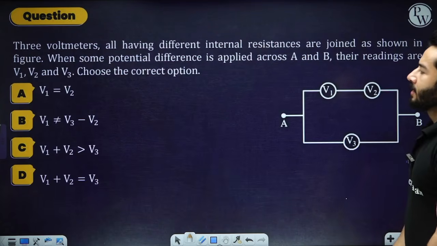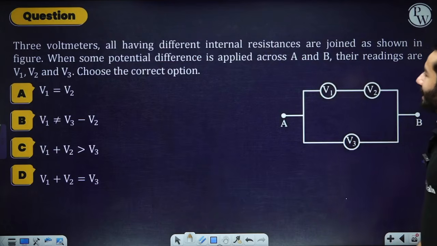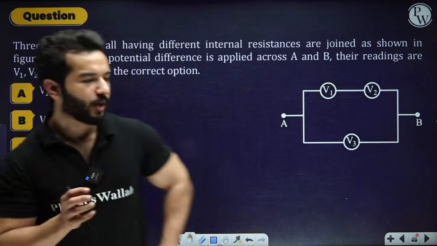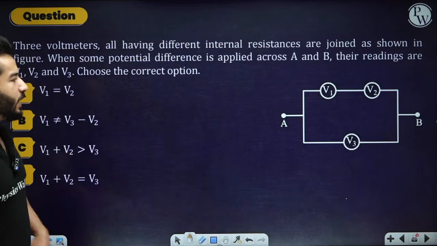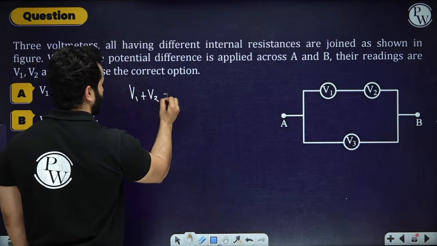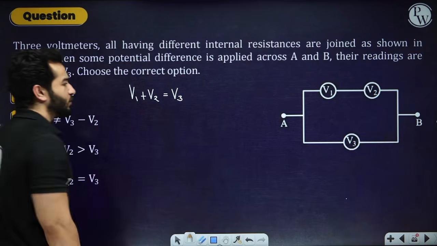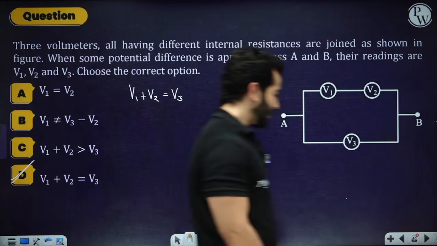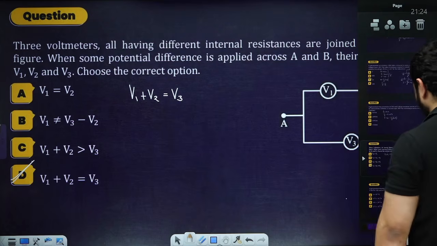Next, 3 voltmeters all having different internal resistance are joined as shown, when the same potential difference is applied across A and B. They are very easy. This is from JEE Mains past year, so that's why I've kept it. See, V1 plus V2 will be equal to V3. That's it. Because those two branches are in series combination and parallel combination.